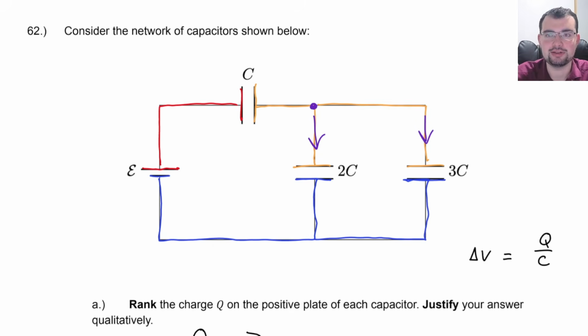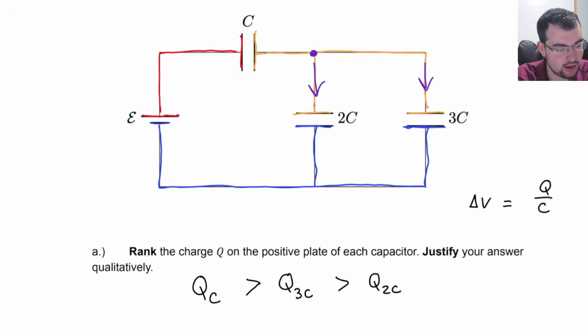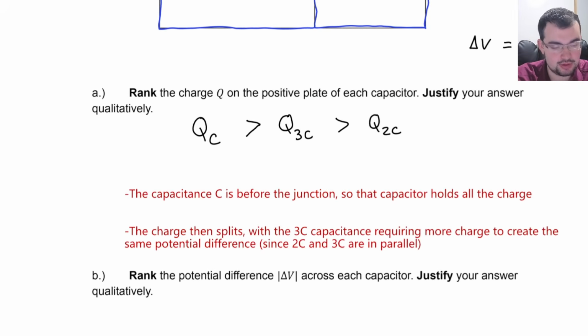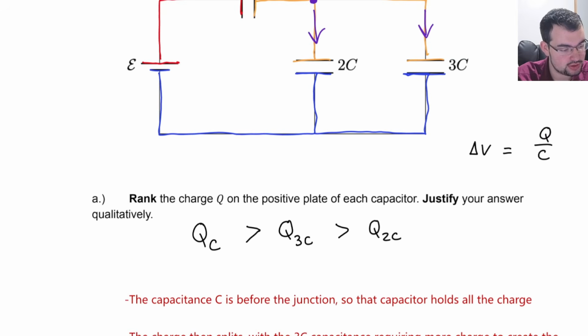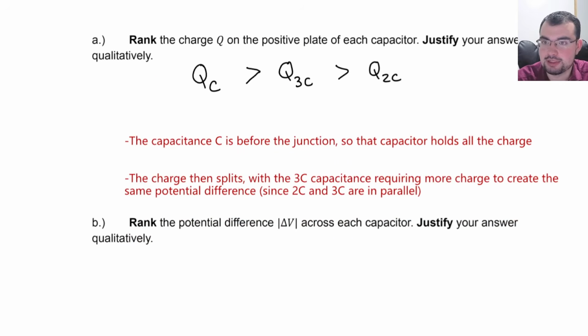And if the 3C has a larger capacitance, that means you can pack on more charge before you get the same potential difference. So that means the 3C capacitance must actually win the split over the 2C because you need more charge to get that same yellow to blue potential difference. And we can see my justification here. The capacitance C is before the junction, so you get all the charge there. Then the charge splits, and the 2C gets less because you don't need as much charge here to get that same potential difference.